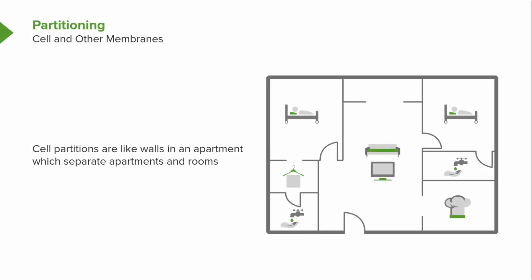Okay, so now let's talk a little bit about why in the world you have partitions anyway. I think the best way to think about why partitioning things within a cell is to think about your own apartment or your own house. Why do you have walls within your particular apartment or house? And why would that be important, or how is that sometimes helpful?